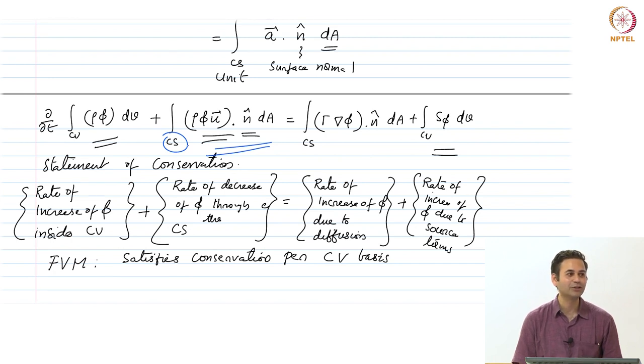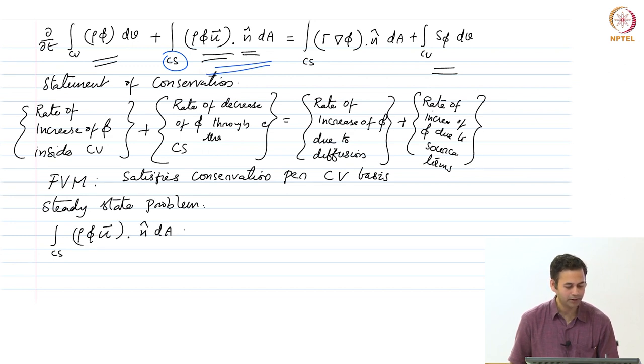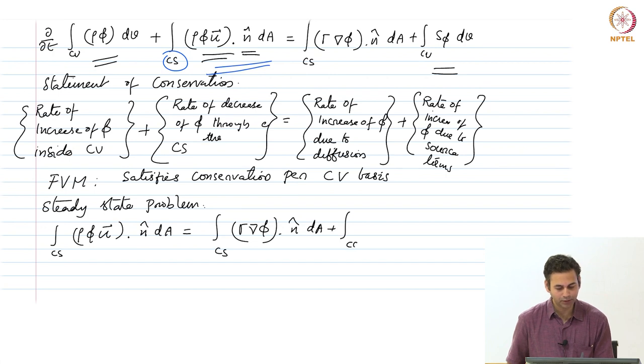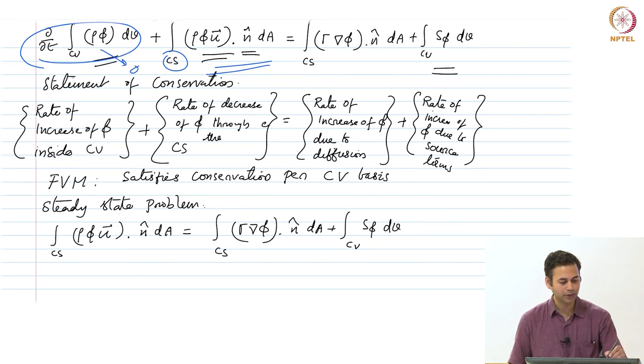Okay, fine. Any other questions? No? Okay. So this is the fundamental equation. Now, of course, if you have a steady state problem, then the first term drops out, and all we have is the integral over the control surface of rho phi u bar dot n cap dA equals the integral over the control surface of gamma grad phi dot n cap dA plus the integral over the control volume of S phi dV. That is a steady state problem, which is obvious because we have set this term to 0.